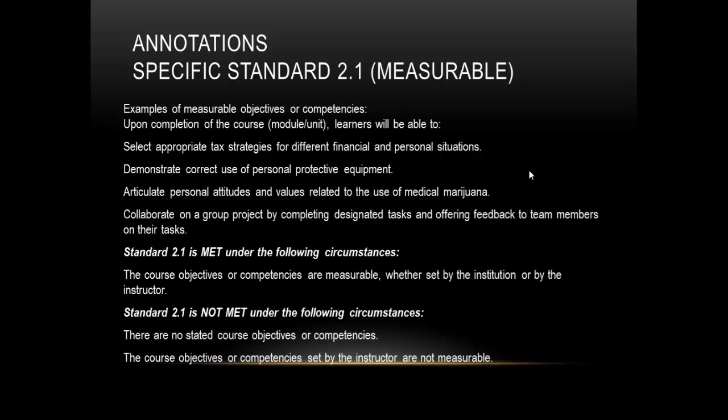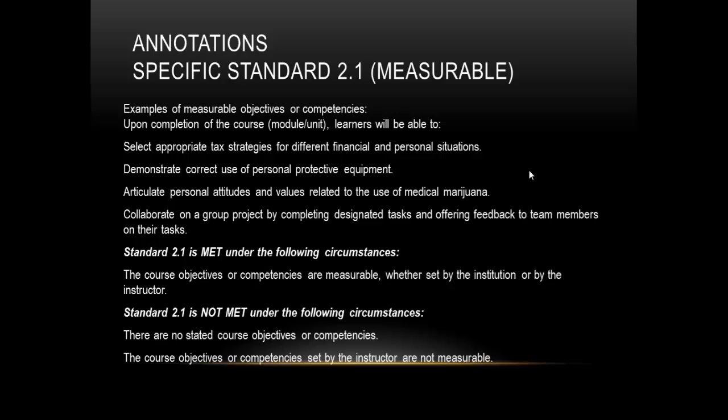Okay, so this is still a little small, but I edited about half of it. Here's what Standard 2.1 says. So for example, it says, here's some examples of a measurable objective. Upon completion of the course, learners will be able to select appropriate tax strategies for different financial and personal situations. That is a very good objective.